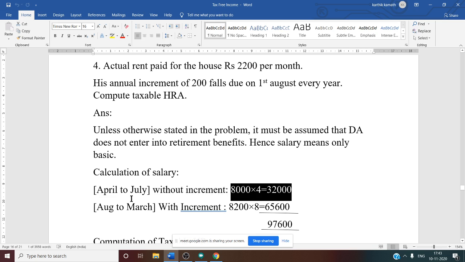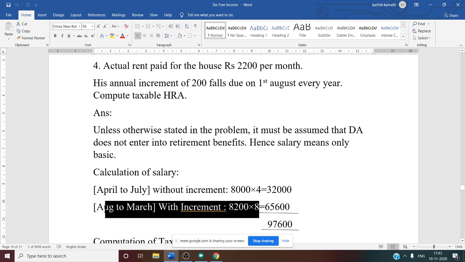Next, with the increment of how much? 200. So now salary from August increased by 200. So 8,000 plus 200, 8,200. How many months? Again, the question comes. Without increment, already we know 4 months. So 12 minus 4, with increment is for 8 months, that is from August to March. So 8,200 into 8, we'll get 65,600. This is our salary with increment.